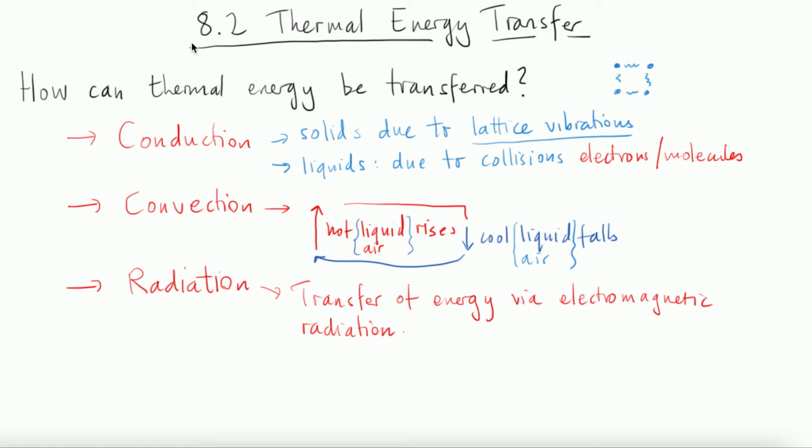Welcome to this summary video on 8.2 on the DP Physics program to do with thermal energy transfer. How can thermal energy be transferred? Either by conduction, convection, or radiation. Conduction happens in solids and is mainly due to lattice vibrations. Convection happens in liquids when hot liquid rises and cool liquid falls. However, radiation can happen in a vacuum, and it's the transfer of energy via EM radiation.